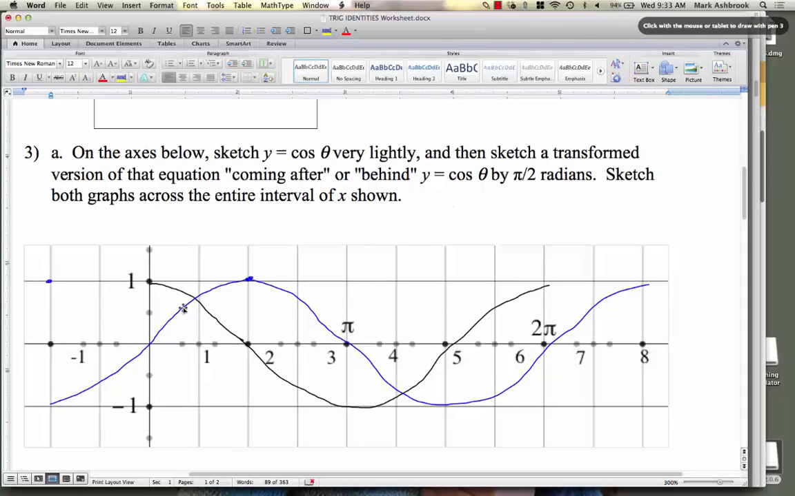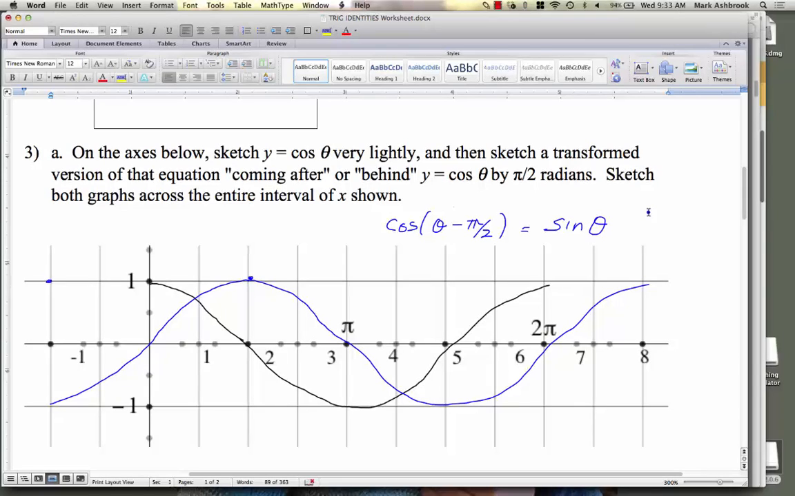So two ways to write that blue curve: the cosine that's lagging behind by pi over 2, or just the sine. There's another identity, because that's true for any angle that we pick.